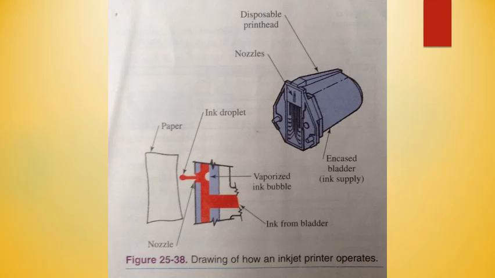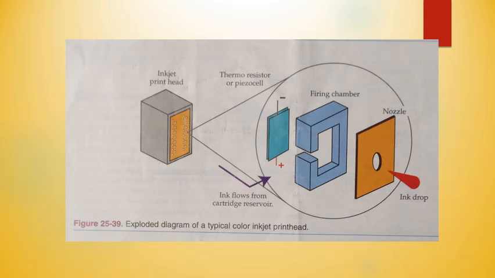The thermoresistor type uses heat to expel the ink droplet, whereas the piezo cell uses vibration. Printers that use the thermoresistor technology are often referred to as bubble jets. Figure 25-39 illustrates a single nozzle disassembled into its major pieces: the nozzle, the firing chamber, and thermal resistor.